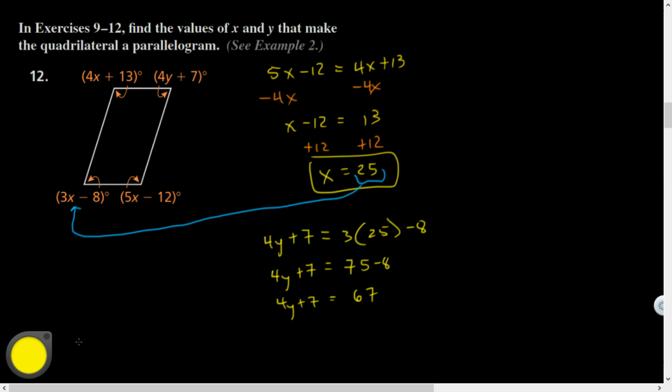Ooh, subtract 7 both sides. Wow, guys, the geometry's coming back to me after the long weekend. I remember this. Did you guys miss geometry over the weekend? I missed you guys. Aww.